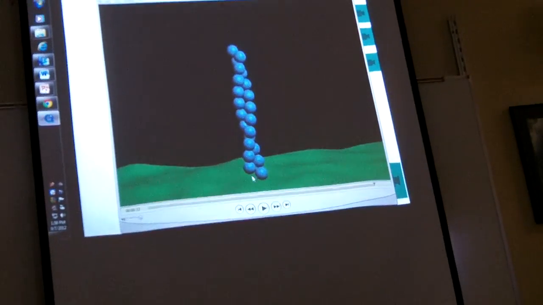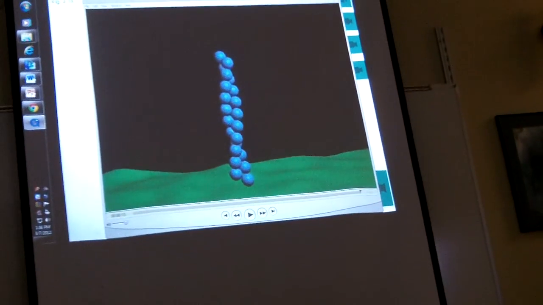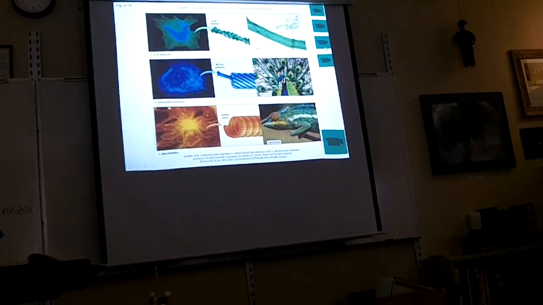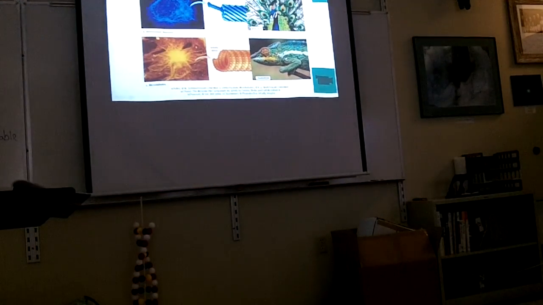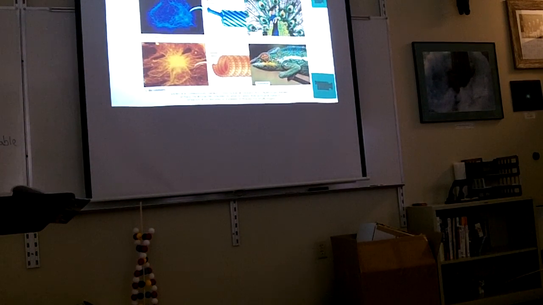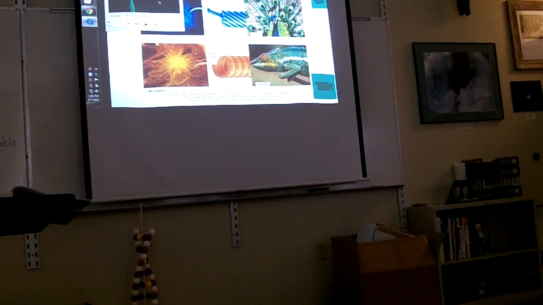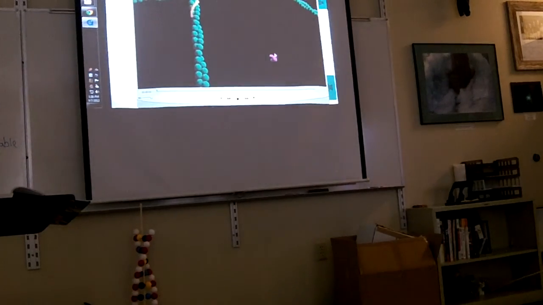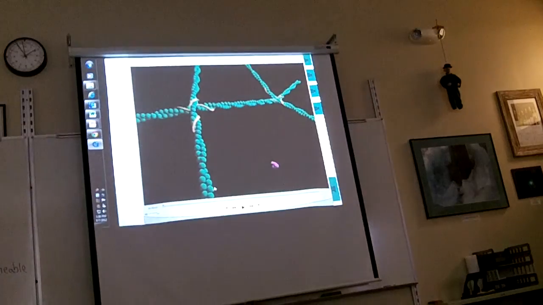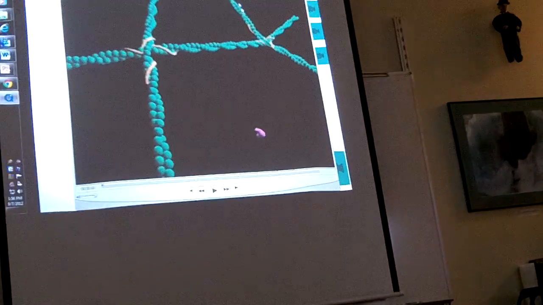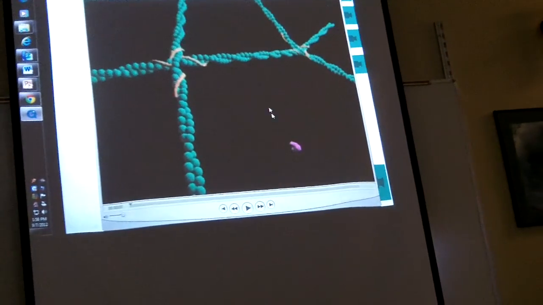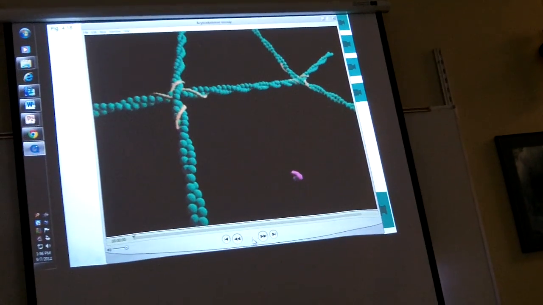So the proteins are all assembled in the right order. There are enzymes that take care of this. This shows an enzyme right here, and this is a network of actin in the cell. And this is an enzyme that breaks it down. Watch how it does it.